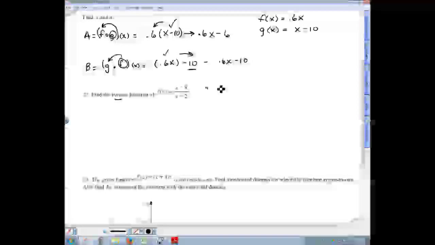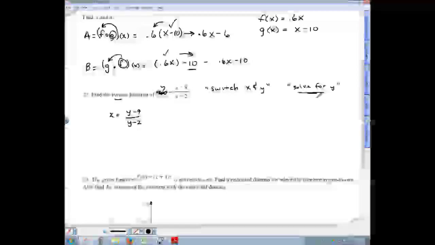Find the inverse. Phrase to remember is switch the place of x and y. So maybe rather than f of x, you could think about that as a y. So switch the place of x and y, then the second phrase is solve for y. Those are the two phrases to remember. So first thing you do is switch the place of x and y. So this is going to become x equals y minus 9 over y minus 2.